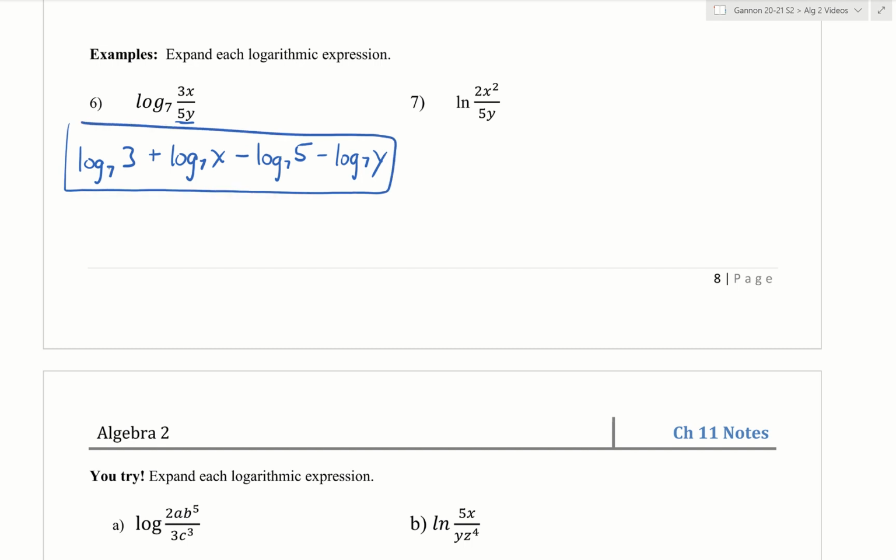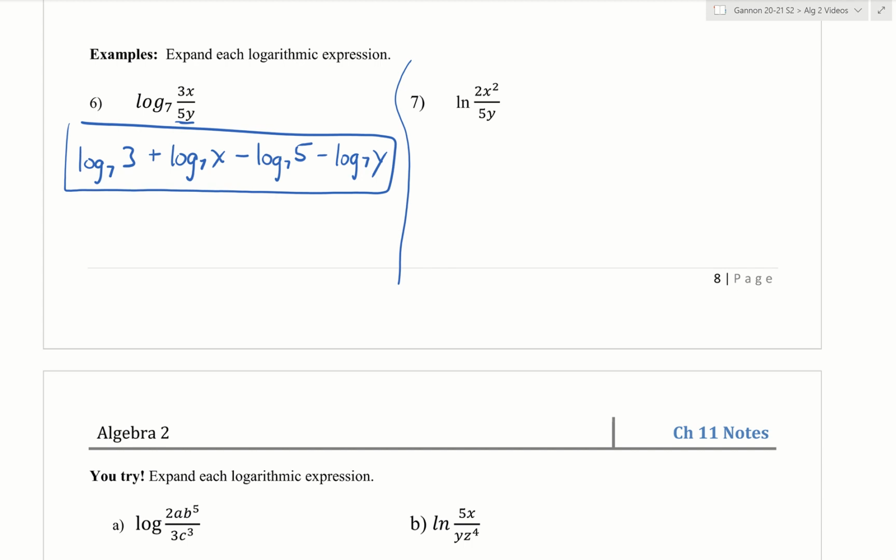Now, when you're dealing with the numerical base and argument, you do want to check to see if you can simplify them. But we would say what power of 7 is 3? That's not something we're going to easily know. What power of 7 is 5? Again, not something that we're going to easily know. All right, so pause the video, try number 7 on your own.